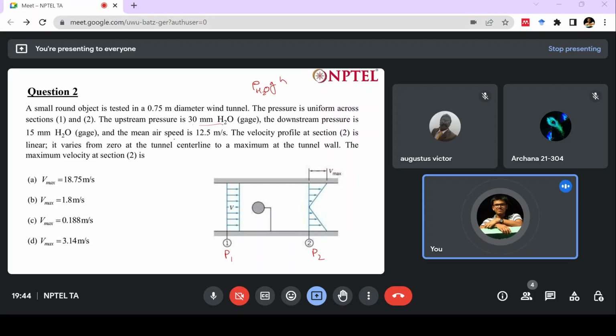Mean airspeed is given as this. The velocity profile at section 2 is linear. It varies from 0 at the tunnel center line to a maximum at the tunnel wall. The maximum velocity in section 2 is asked. Okay.